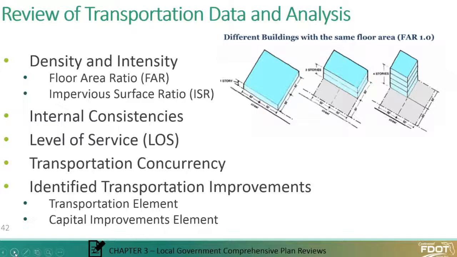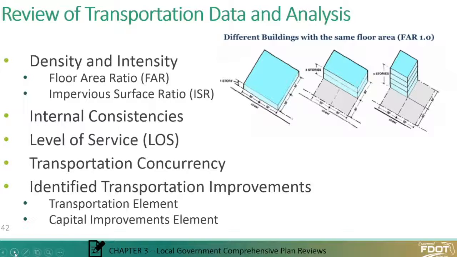The reviewer is also looking for internal consistency. They're making sure that the future land use map amendment is consistent with not only the comprehensive plan, but also state law. And in terms of transportation data analysis, you're making sure it's consistent with whatever identified transportation improvements are within the comprehensive plan. You're making sure that it would be consistent with level of service and transportation concurrency. So there's several things you have to look at.